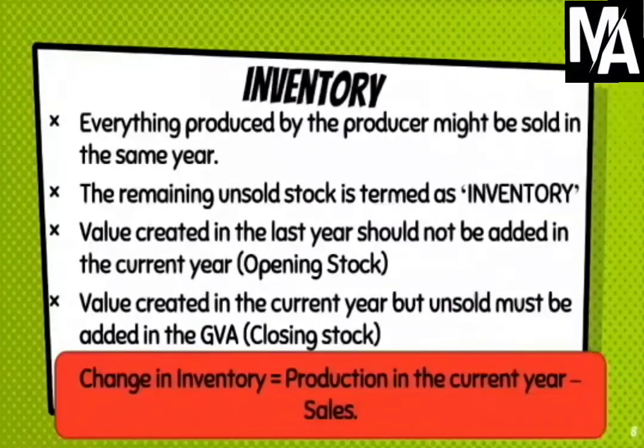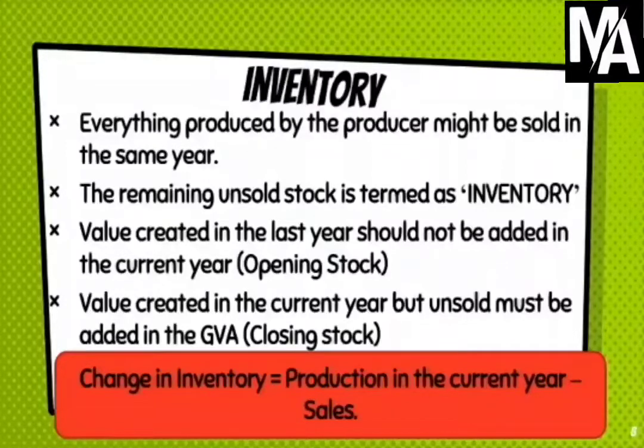Moving further, we will now move into the further process of understanding the value added method. There is another concept called inventory, or in simple terms, stock. Now everything produced by the producer might be sold in the same year, but that's just a possibility. There is also an equal possibility that some things might not be sold. So the remaining unsold stock is termed as inventory.